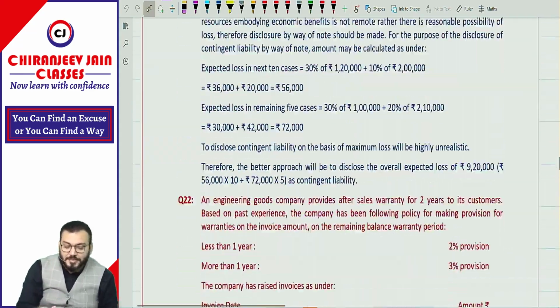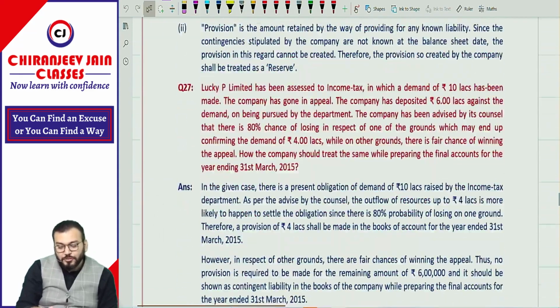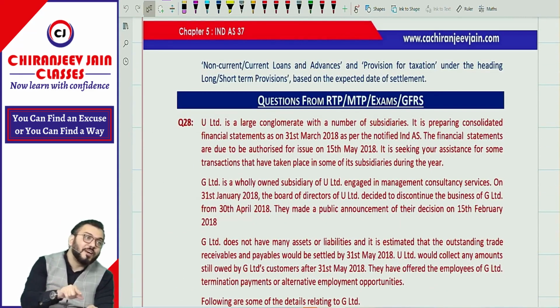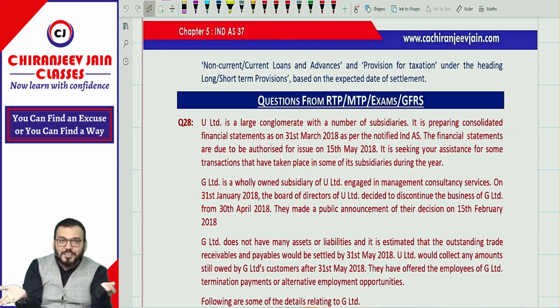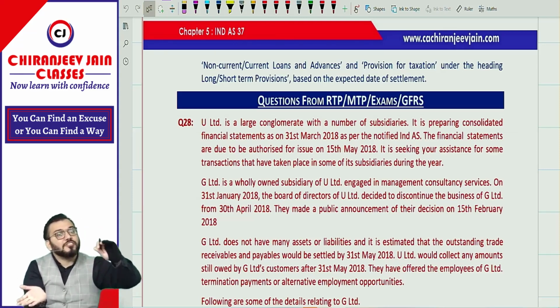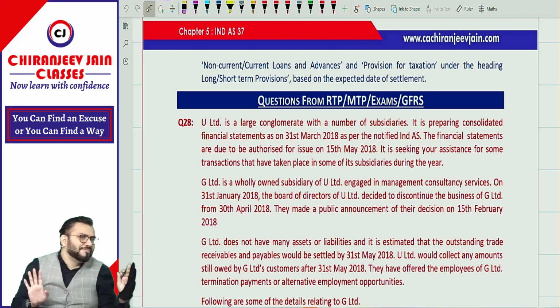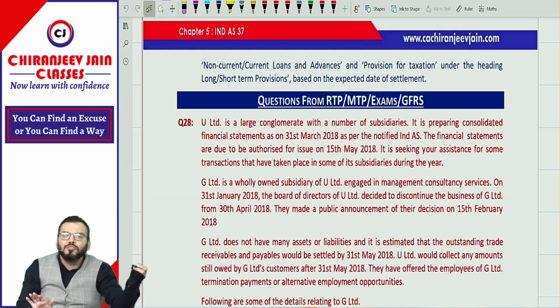Yes, sir. Correct. Then after this I have given some more questions: questions from RTP, MTP exams and GFRS also. GFRS and FRS are the same, Ind AS and IFRS are the same. So some questions which have been asked in GFRS, which I think are good questions, I have incorporated here also. Some questions, not all. I don't want to trouble much. I have also written that it is a question taken from GFRS. If you want to do, do. If you don't want to, don't.